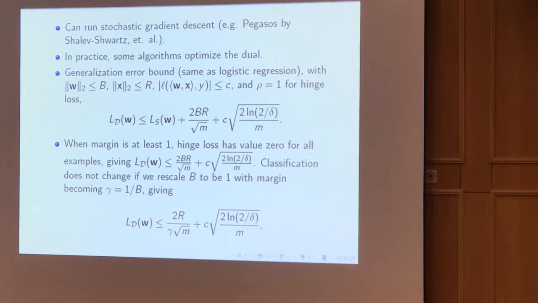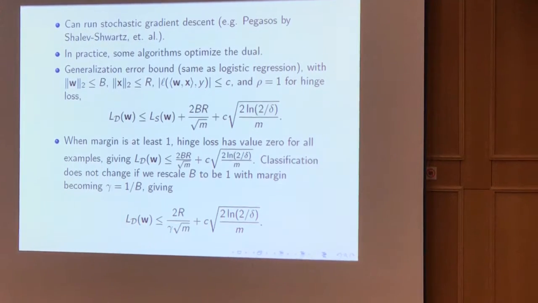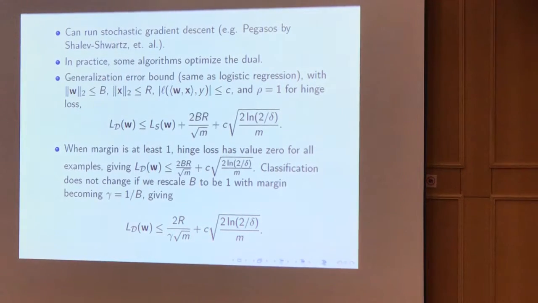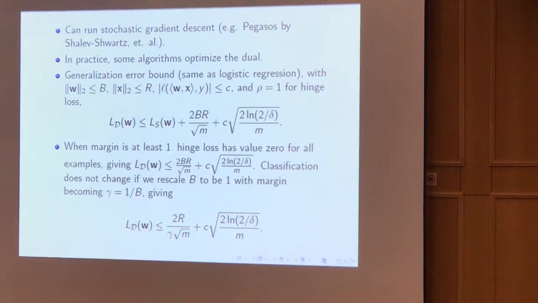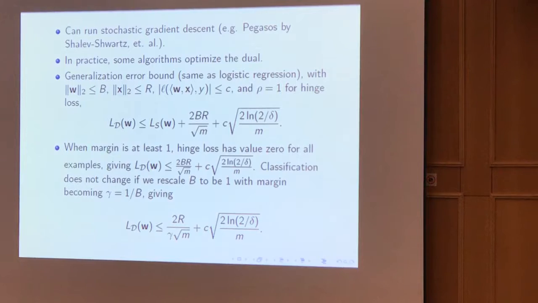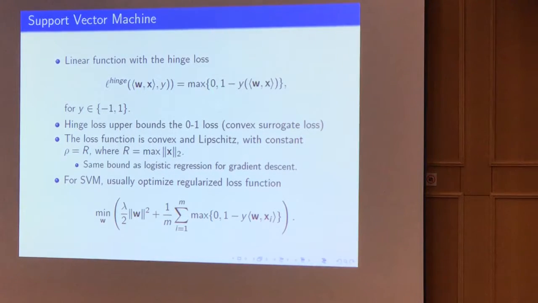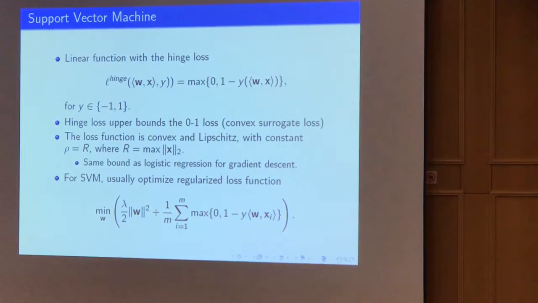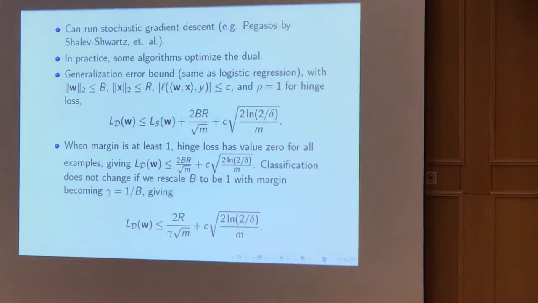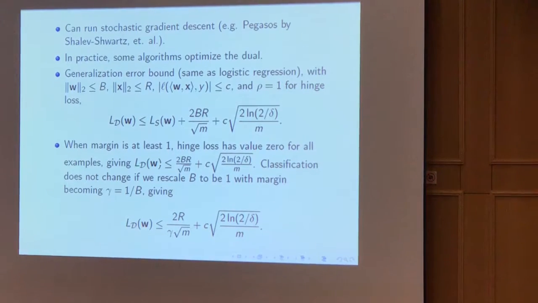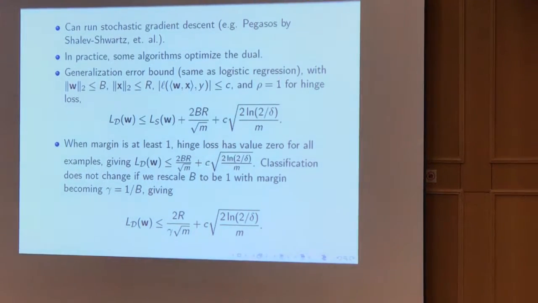Now, quite often it's at least conceptually interesting to think of the margin. If we set the margin to be at least 1, then the hinge loss will have value 0 for all examples. If you look at the hinge loss, it's the max of 0 and 1 minus something; if this is always at least 1, then the max is always going to be 0. So that means this term is actually going to be 0. That allows us to say that the expected loss is less than this.